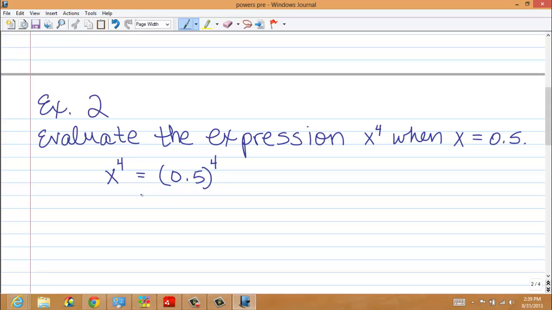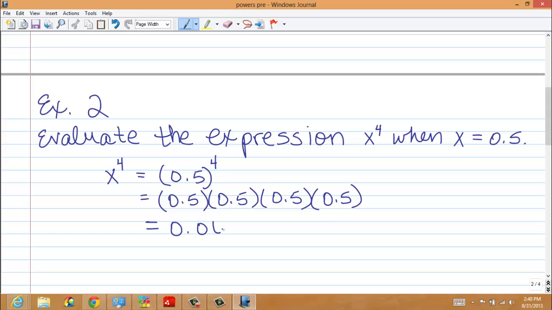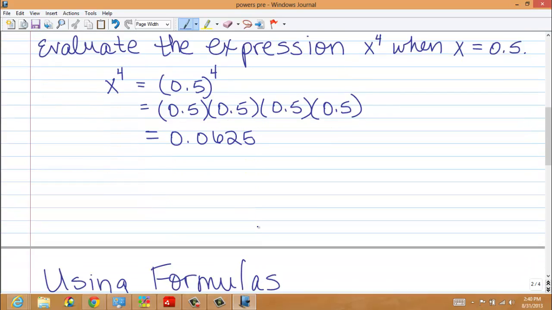Okay, so then let's actually write this out. The quantity of 0.5 raised to the 4th power means that 0.5 is being multiplied times itself 4 times. So we write that out. Okay, and we actually do the multiplication. We would get 0.0625, and that's it. Oh, oops. Sorry about that. And that's it for that. On to our next example.